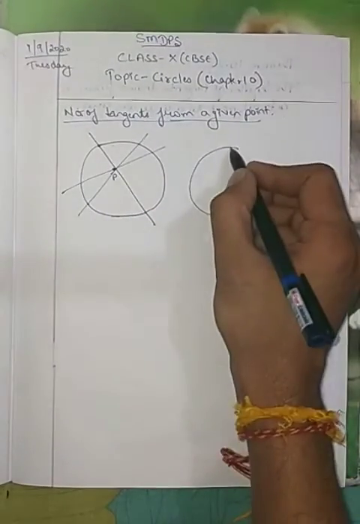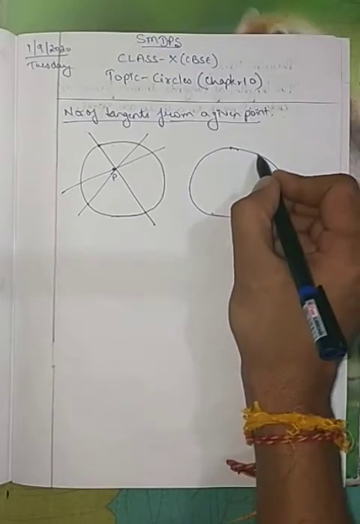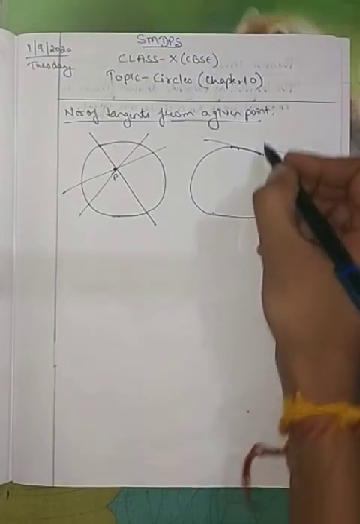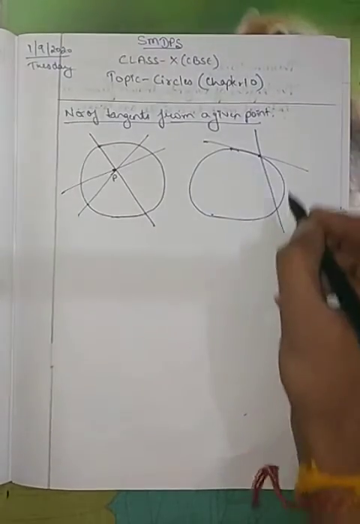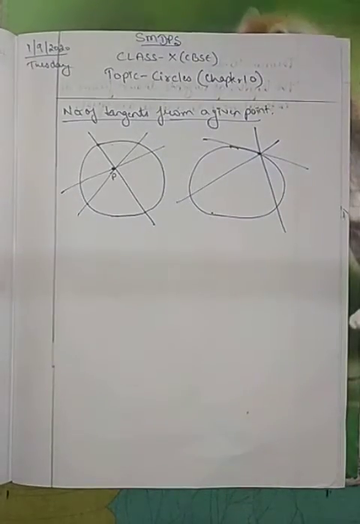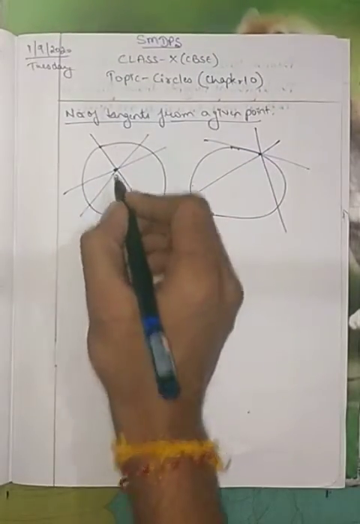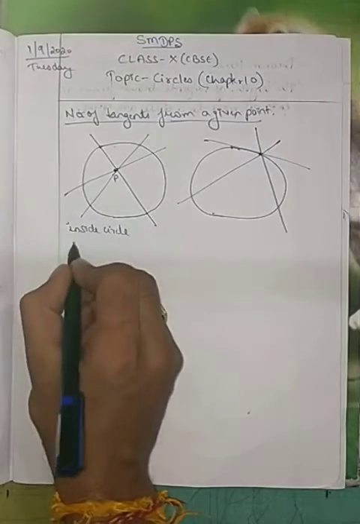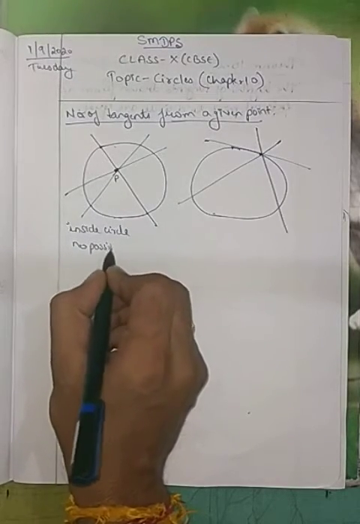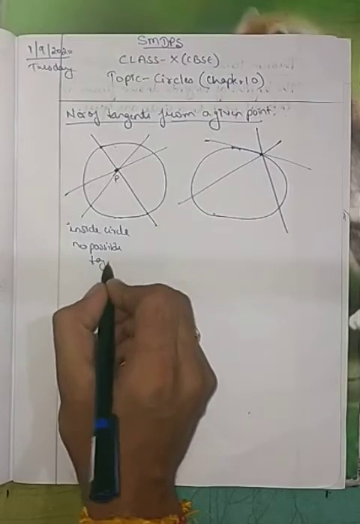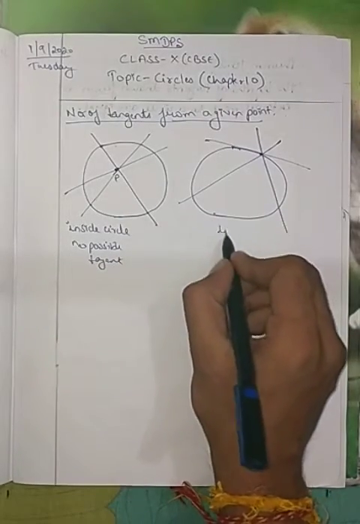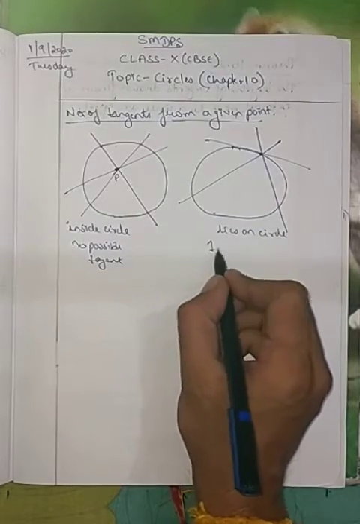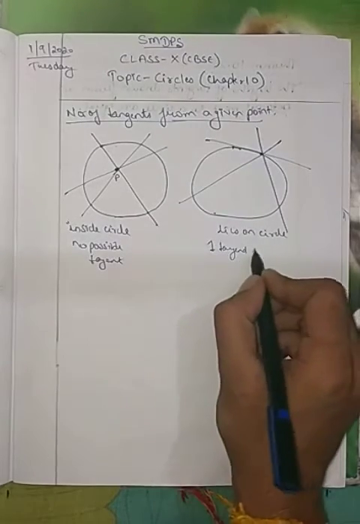Now if the point is lying on the circle, say this, then I can draw one tangent like this. If I try to draw any other line, it is not possible. So if the point lies inside the circle, no tangent is possible. If the point lies on the circle, one tangent is possible.